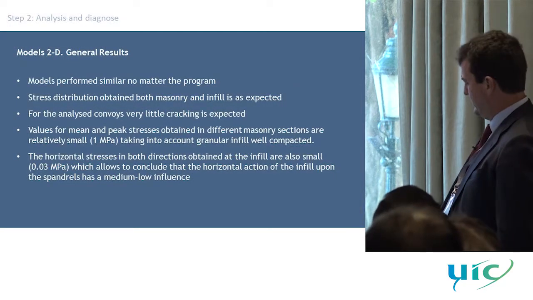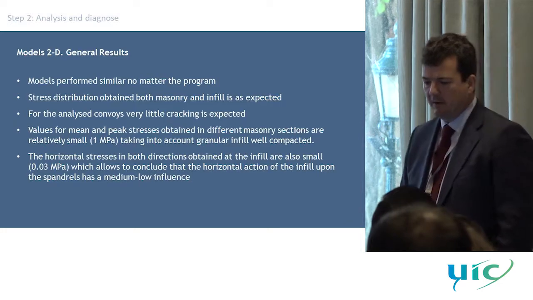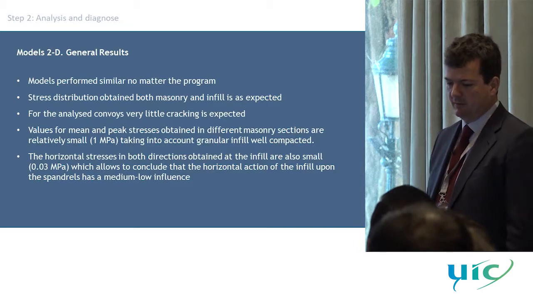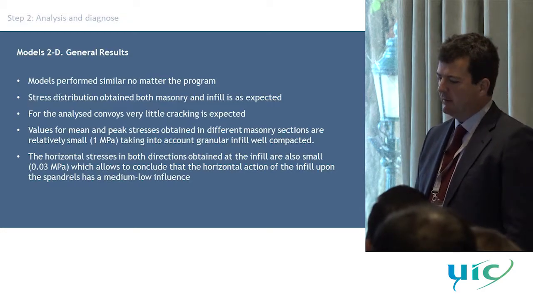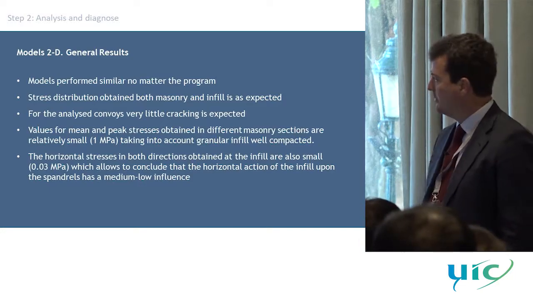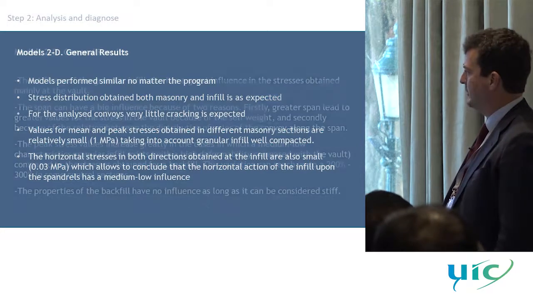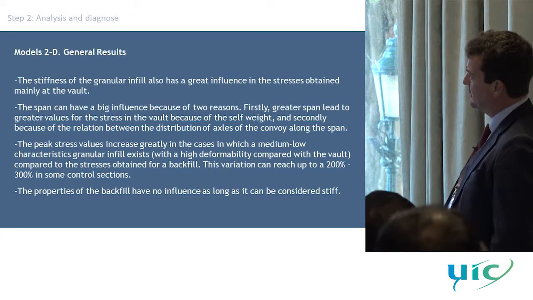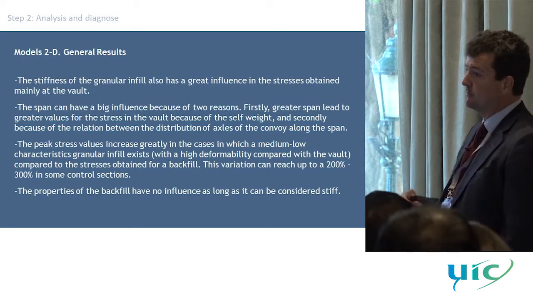So main conclusion of the analysis: models performed similarly no matter the program. Stress distribution obtained in both masonry and infill was as expected, was predictable. For all the convoys, real trains that we analyzed, very little cracking was expected and not very high values for mean and peak stress, over 1 megapascal. And the horizontal stresses in both directions obtained in the field were very small. So we really found that maybe the stiffness of the granular infill can play a role in this service loading if they are not very well compacted.